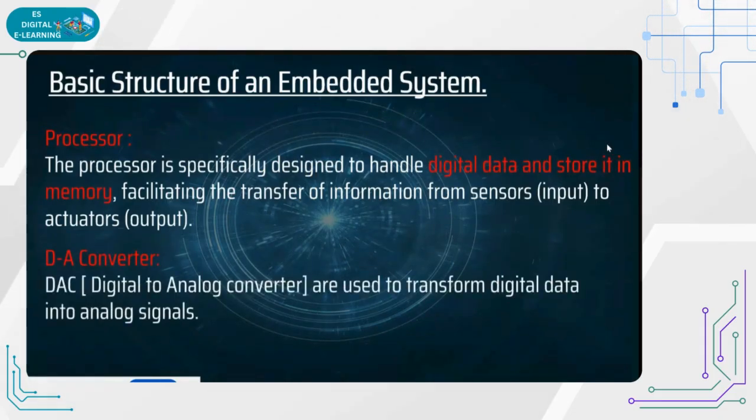DAC, say, is a digital to analog converter. It is used for converting digital data transmission to analog signals.